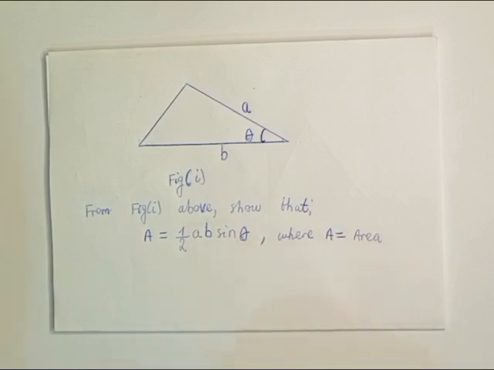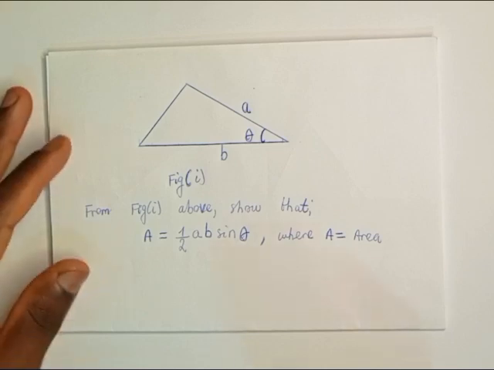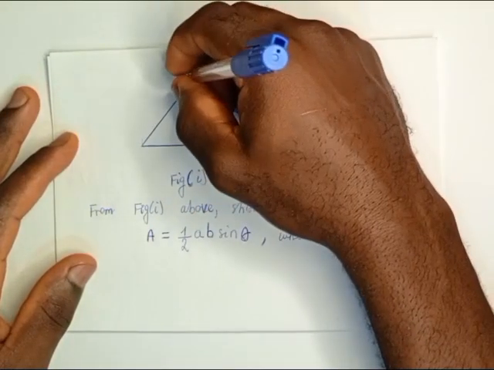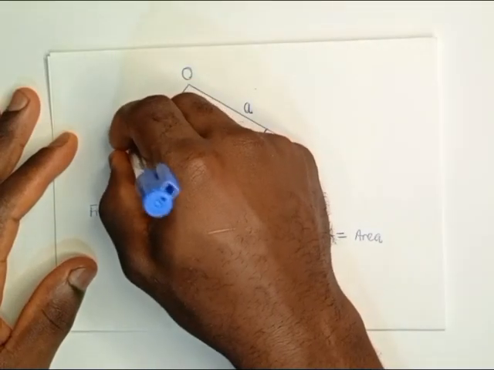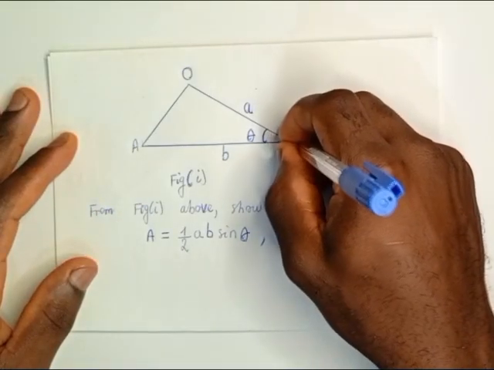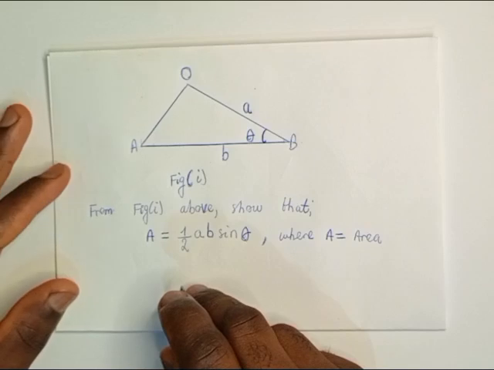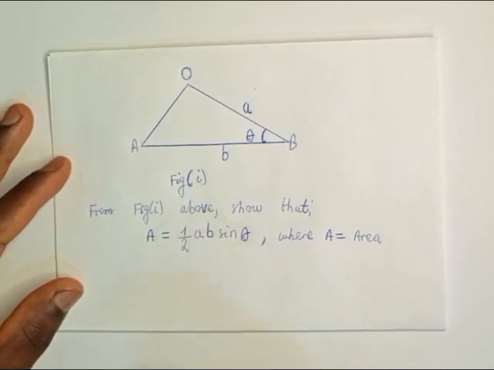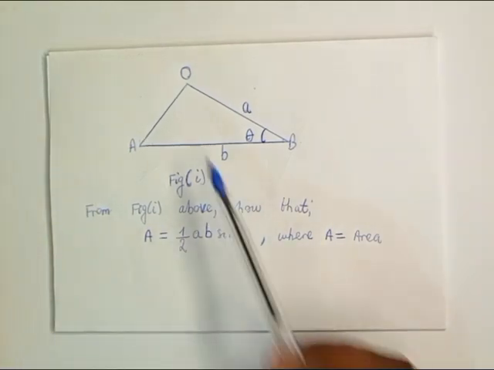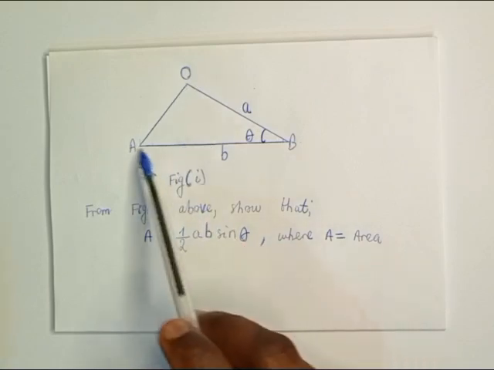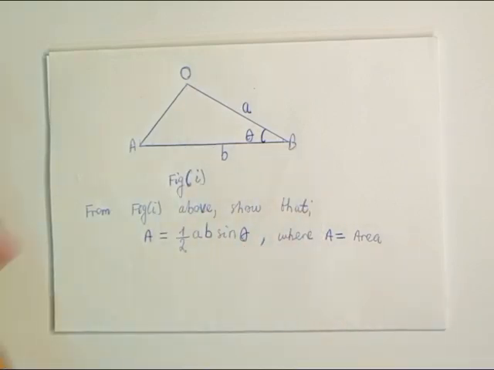First thing for us to show this, we are going to start by labeling our triangle. We are going to call this point O. We call this A, and we call this B. We know the area of a triangle is given by a half base times the vertical height. We are going to draw a perpendicular line from O to the line AB.